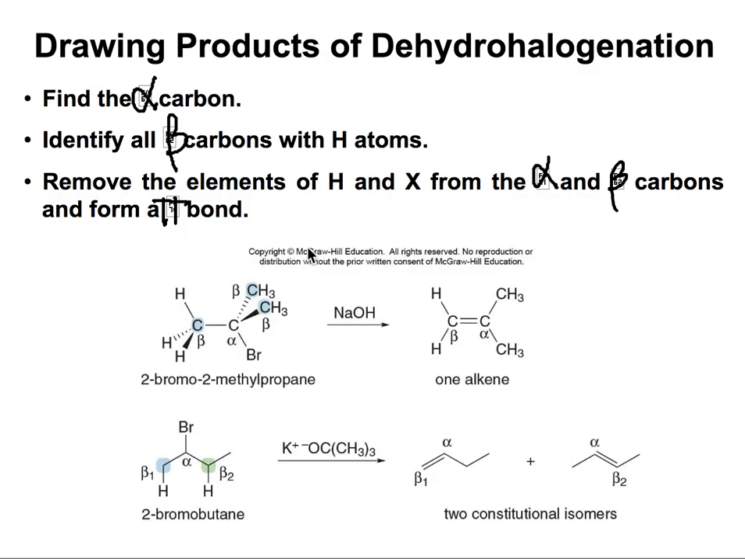So again, to draw the products of an elimination, you look for the alpha carbon, which is the carbon right next to the Br, my halogen that is going to leave. Then you look for the beta carbon. So here we have 1 beta, 2 beta, 3 betas. The alpha carbon is the one that has the halogen. Then look at the carbons that are right next to it. So in this case, we have 3.